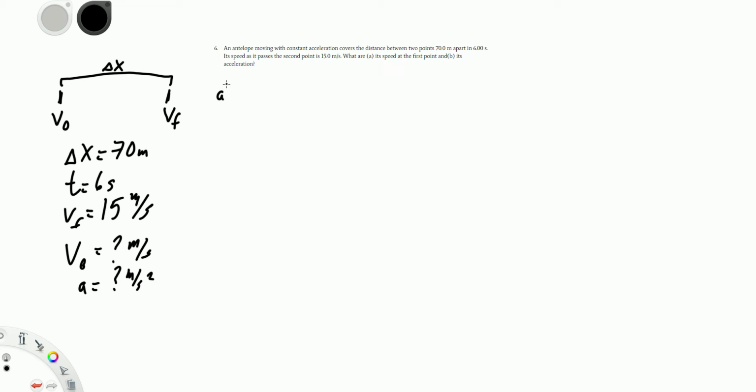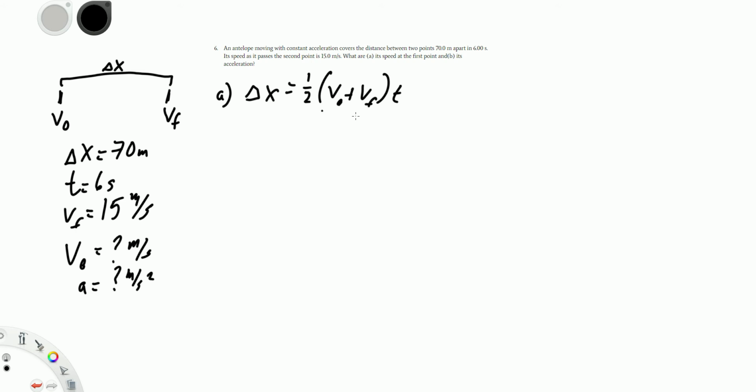Alright, so let's look at part A. For part A, we've got 3 pieces of information. We're talking about a constant acceleration, so we know our kinematic equations apply. So we have displacement, we have time, and we have final velocity. We don't know any information about the acceleration, but we can find our initial velocity. So if we look at equation number 3, delta x is 1/2 (v naught plus vf) times t.